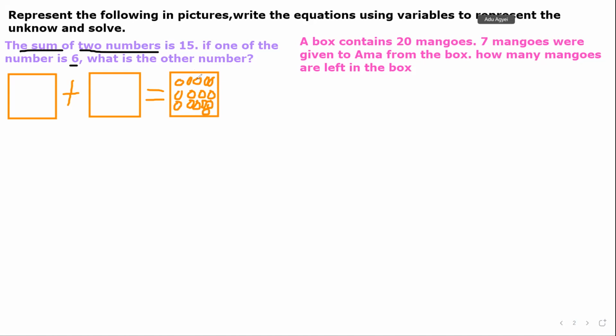Good. 1, 2, 3, 4, 5, 6, 7, 8, 9, 10, 11, 12, 13, 14, 15. And here is 6. Okay, good. So which means that you translate this one. So here is 6 plus, and this side will be unknown.